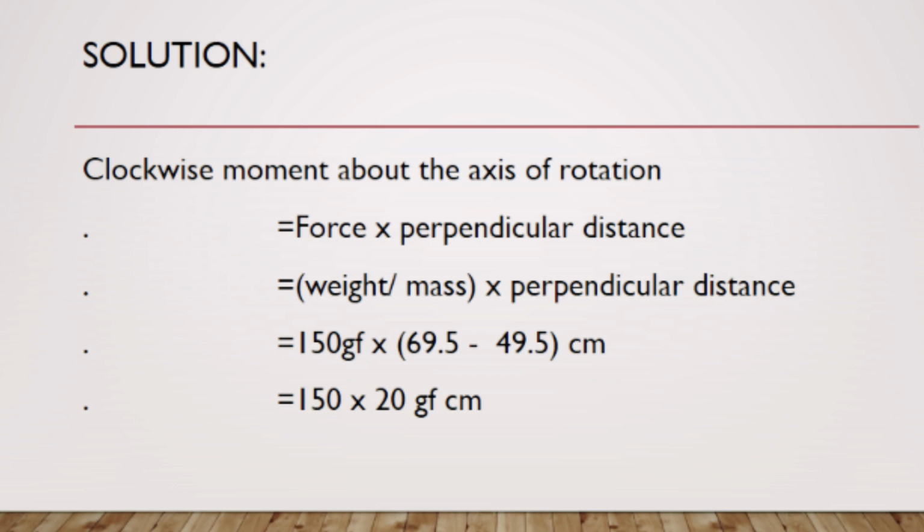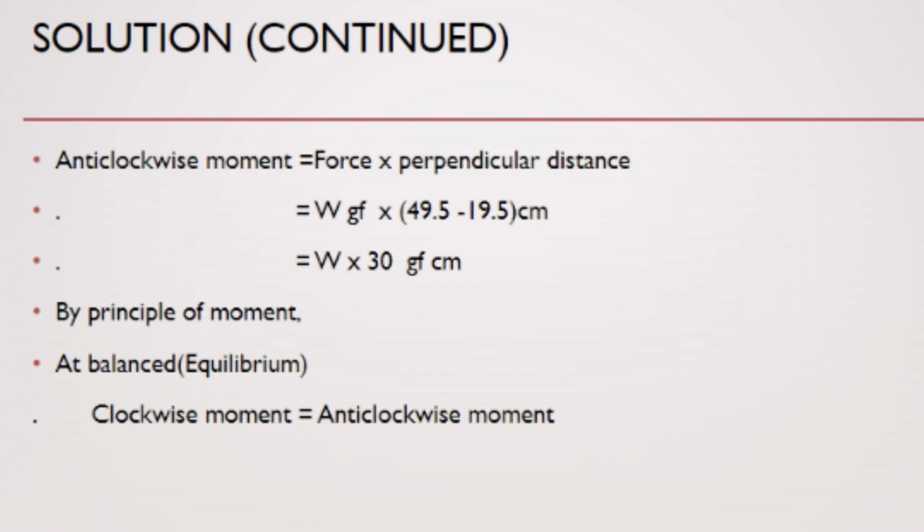the perpendicular distance. And what is the perpendicular distance over here? 69.5 is the point of application of force, and the axis of rotation is at 49.5 centimeter. So the difference between these two is 69.5 minus 49.5, and finally we get 150 gram into the difference between these both, that is 20. So we got the clockwise moment, and next we will see the anti-clockwise moment.